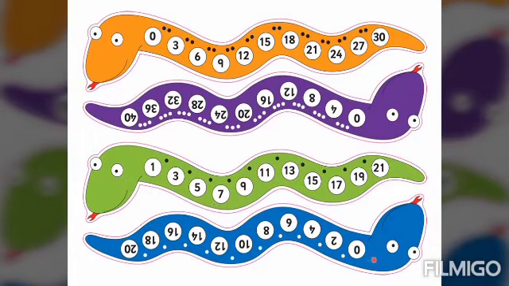And for the blue snake, we have here all the numbers are all even numbers. So 0, 2, 4, 6, 8, 10, 12, 14, 16, 18, and 20. So all these numbers in the blue snake are all even numbers. So let us proceed to our next slide, class.